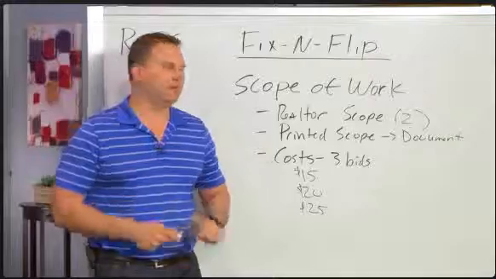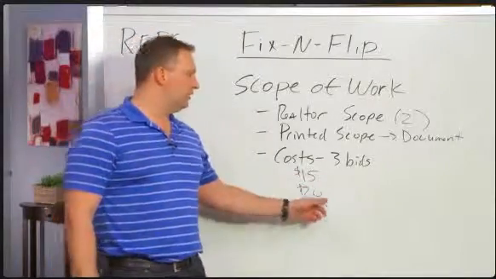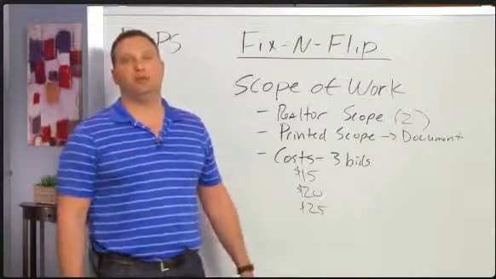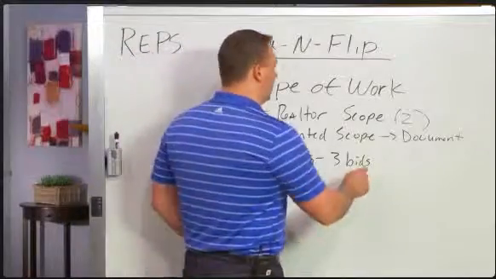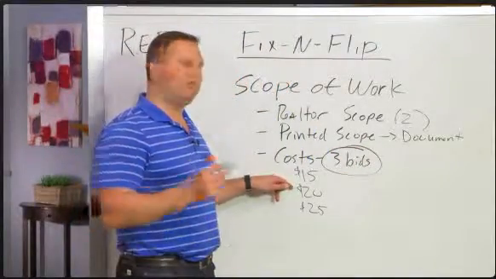What that means is if it's a light rehab, we know it's going to cost around $15. If it's a medium, it's going to be $20, and if it's a higher end, it's going to be $25. That's just a ballpark number, but what's really going to dial this in? So you're using this when you're going to do a fix and flip.